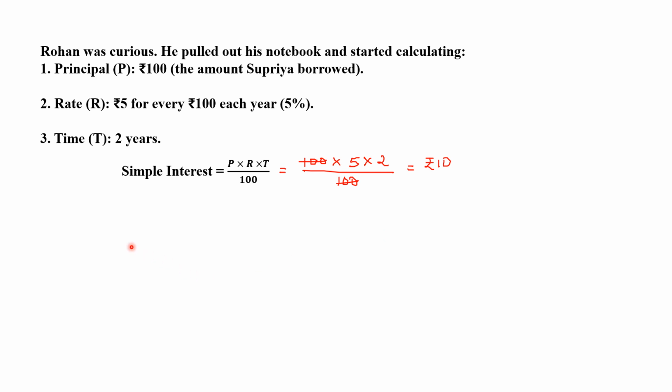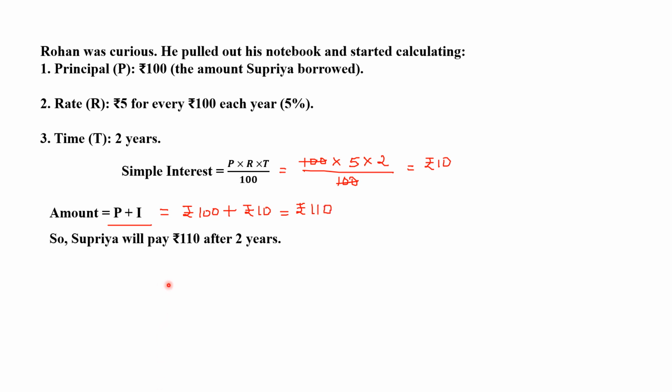The amount will be principal plus interest. How to calculate the final amount which he will get after 2 years? The formula is principal plus interest. Now your principal amount is 100 rupees, interest is 10 rupees, so the total is 110 rupees. From here I can say Supriya is going to pay 110 rupees after 2 years.